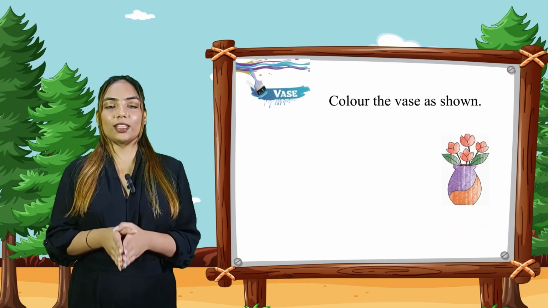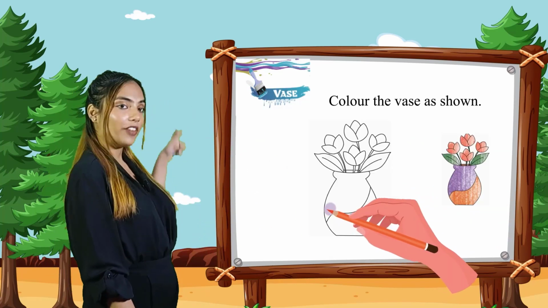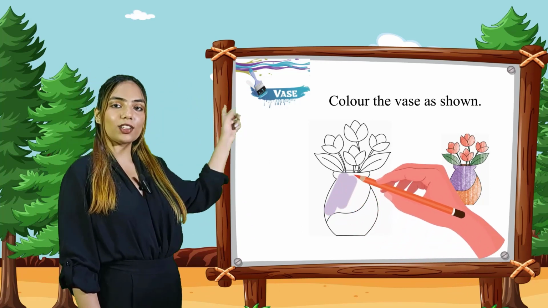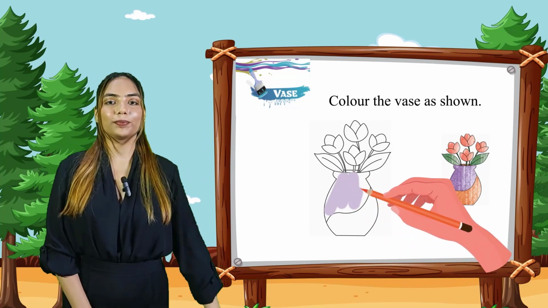Moving on to the next image that we are going to color is a vase. A vase contains flowers. Color the vase and the flowers as shown in the reference over there.